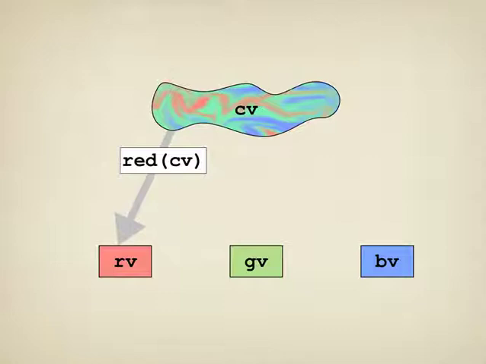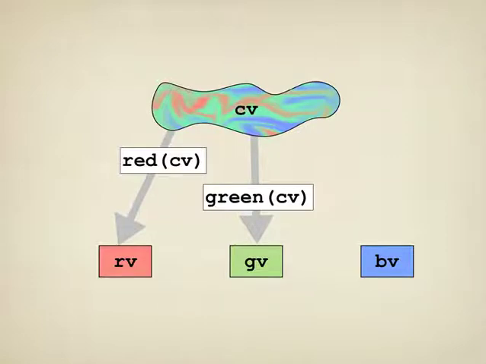If we want to get the green, we call green. Open paren, CV, close paren, and it extracts the green component. And here I'm using CV because that's the name I gave to the variable. It could be green of dirt or green of purple flower, whatever the name of the color variable is. And of course, there's blue. And we can pull out the blue component and assign it to a variable. And I'll show you code for this in just a moment.